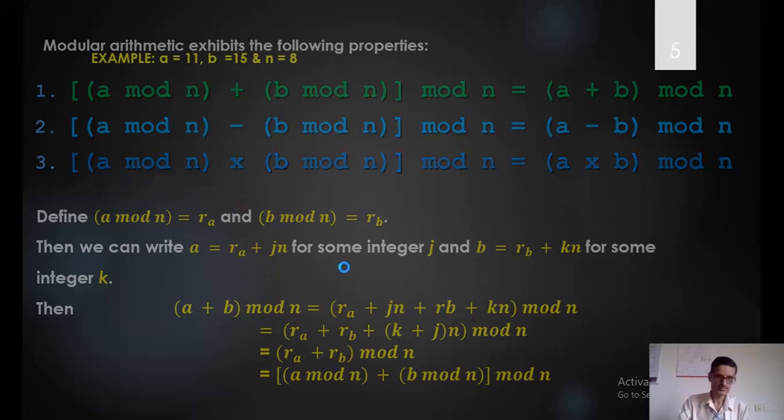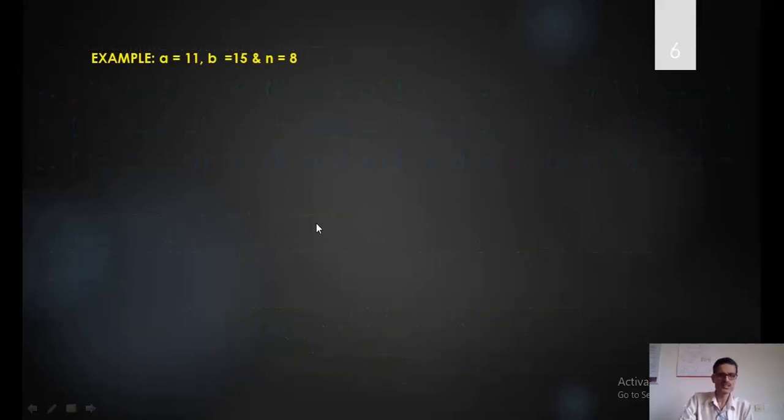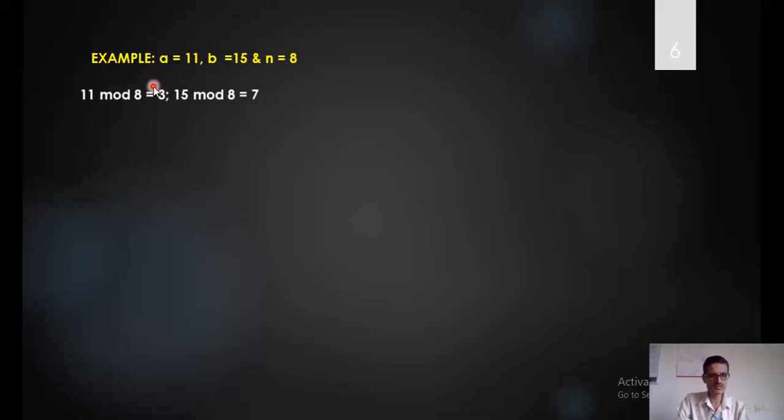Now, a few examples. Let us consider A equal to 11, B equal to 15 and n equal to 8. We will verify all three properties of modular arithmetic. Now just look at this. This is the first case. We'll find A mod n first. So A mod n is 3, and B mod n is 7, that is B divided by 8: one time it goes as the quotient and the remainder is 7 here.